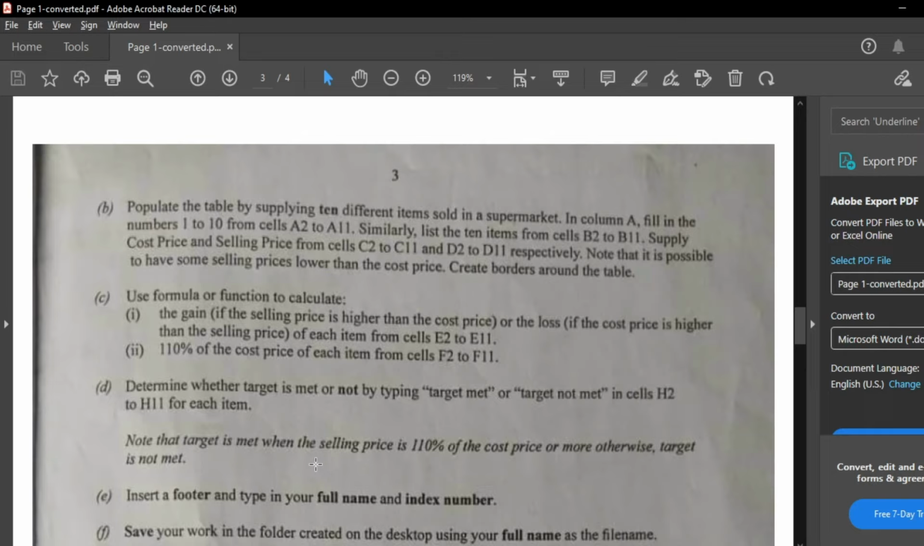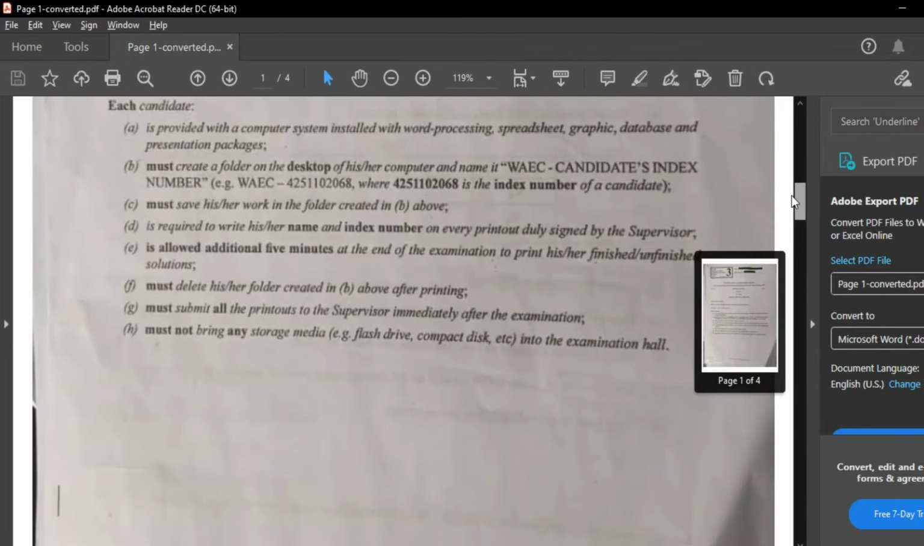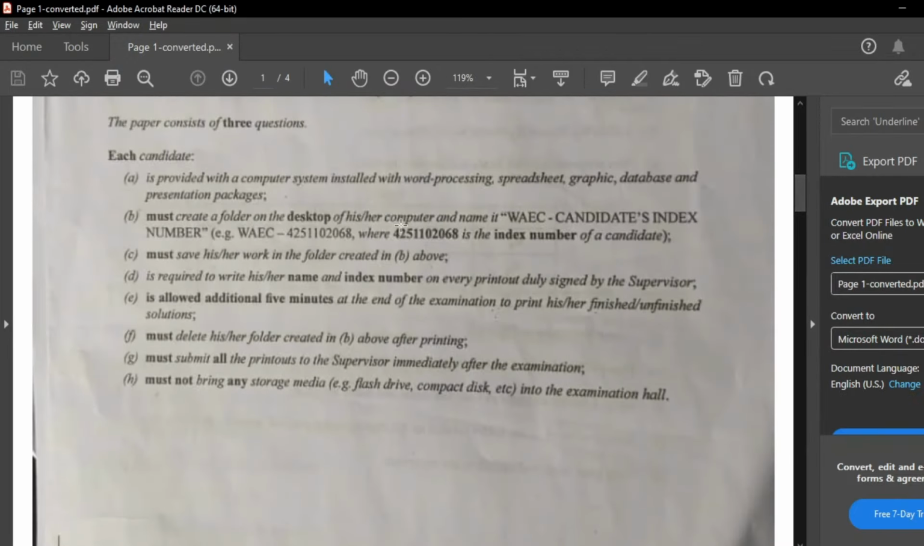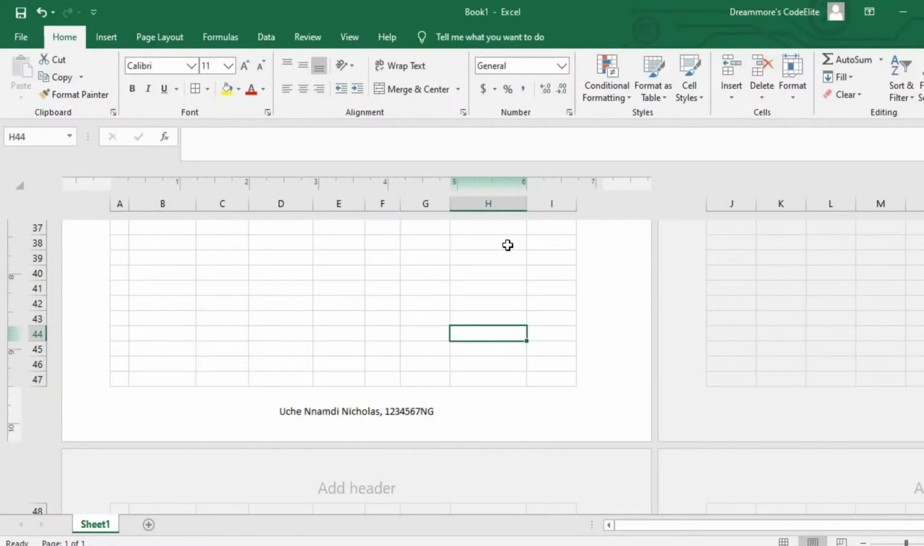What else? Save your work in the folder created on the desktop using your full name as file name. So you type your name as the name of the document. Remember, you must have created a folder on your desktop according to the instruction. According to this very instruction, you must have created a folder where you're going to save every bit of the work that you've done. All right, moving back.